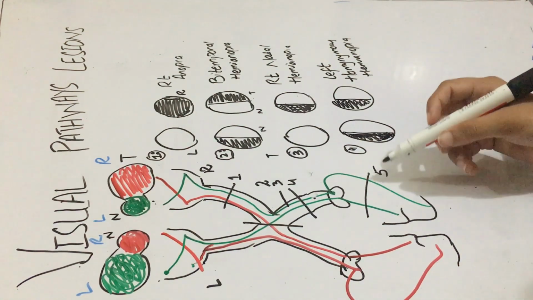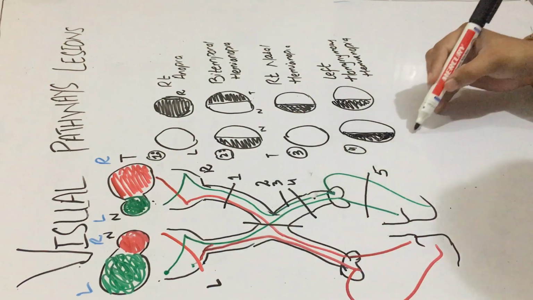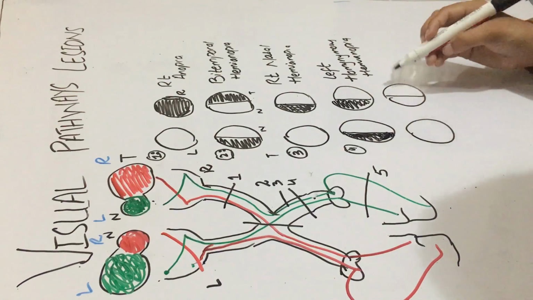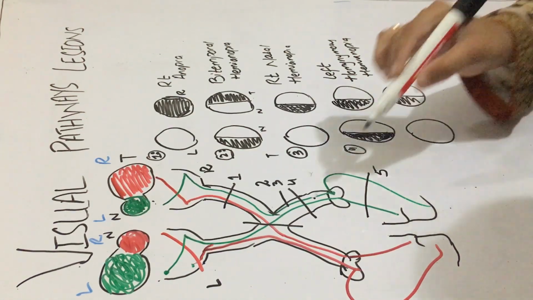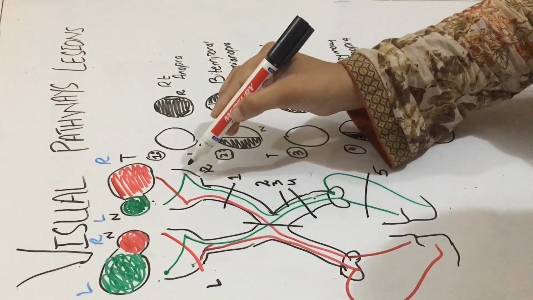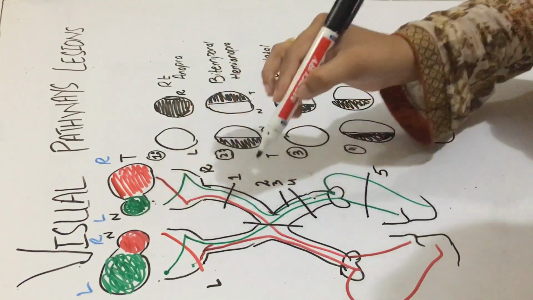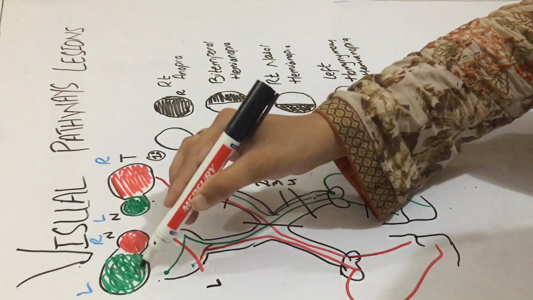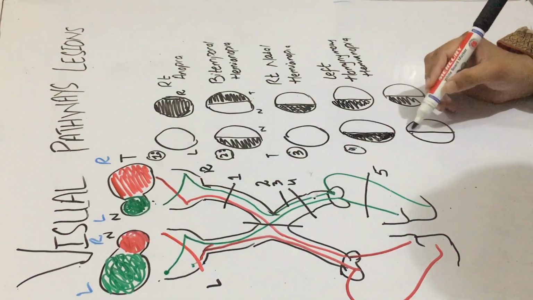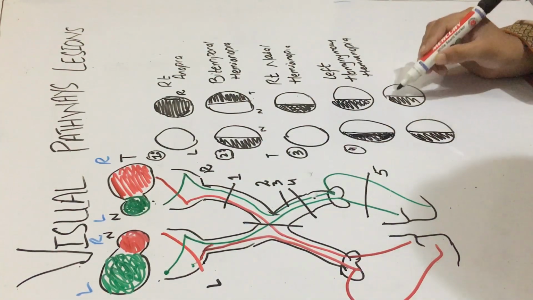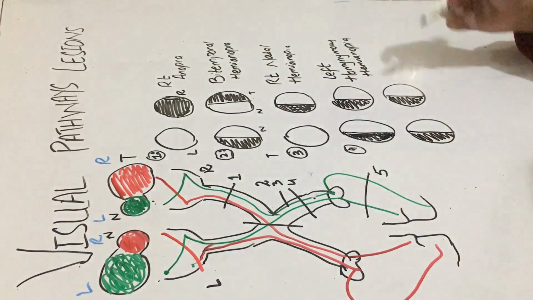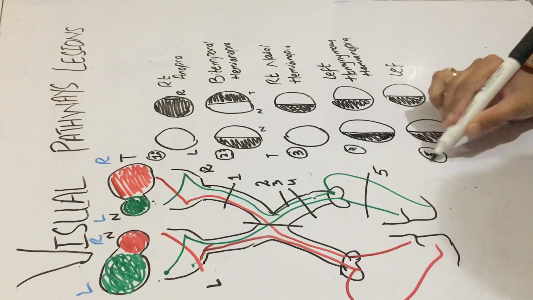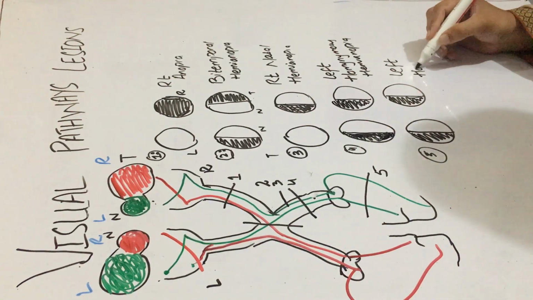Now the fifth is again like the fourth. The nasal side of the right eye, these green fibers from here go to the left, and these fibers from here come from the temporal side. So in the left eye this is the temporal side, and in the right eye this is the nasal side. Again there would be left homonymous hemianopia.